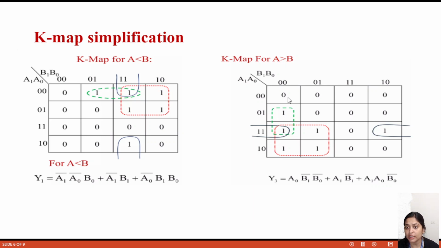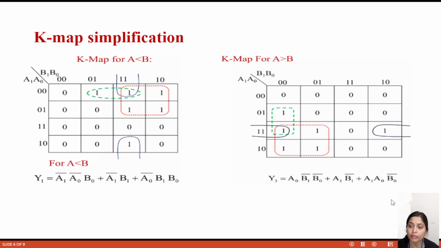Then, using the K-map method, we will simplify the K-map. In this K-map there are 4 ones, so we will form a quad. There are 2 ones, so we will form a pair, and there is 1 1 and there is 1 1, so we will make a pair here also. Finally, the simplified A greater than B result is this.